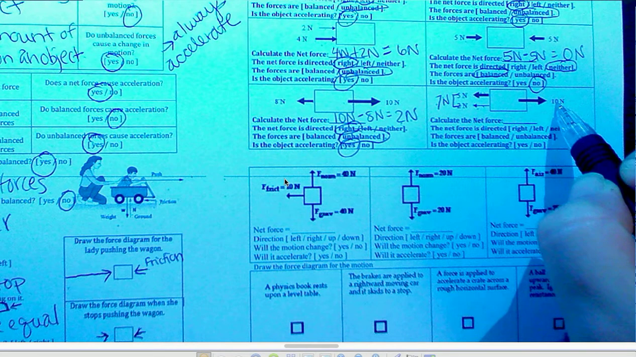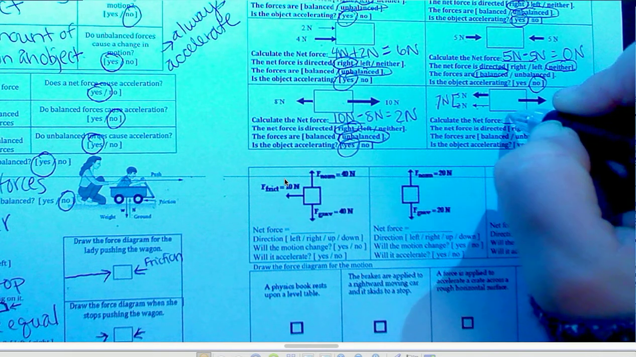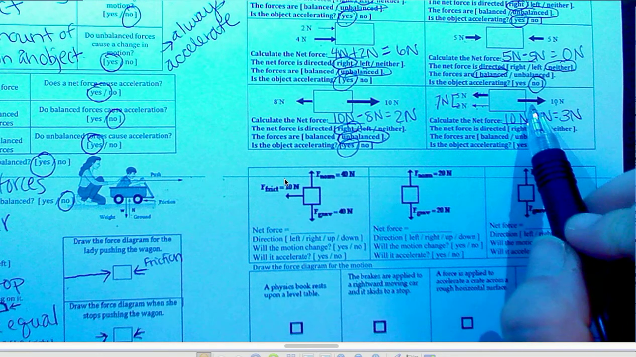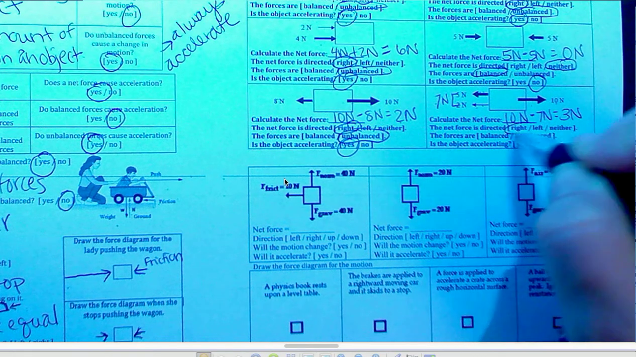All right, now we have these two working together. So we total these two together, so we have 7 newtons on this side, and we have 10 newtons on this side, and they're working against each other, so we're going to subtract. We get 3 newtons. Okay, our 10 newtons is stronger than our 7 over here, so we're going to be moving to the right. We are unbalanced, and we are accelerating.